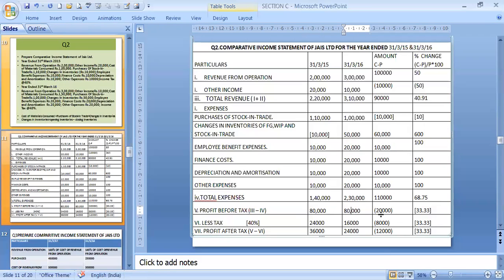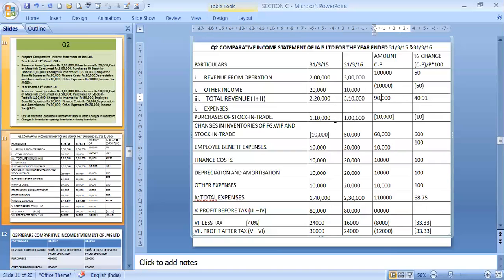Now we have to find out whether any changes are taking place or not. So we find the absolute change, which is current minus previous year. The first one is 3 lakhs minus 2 lakhs, that is 1 lakh. Then 10 minus 20 is minus 10,000. Then 3 lakh 10 minus 2 lakh 20 is 90,000.